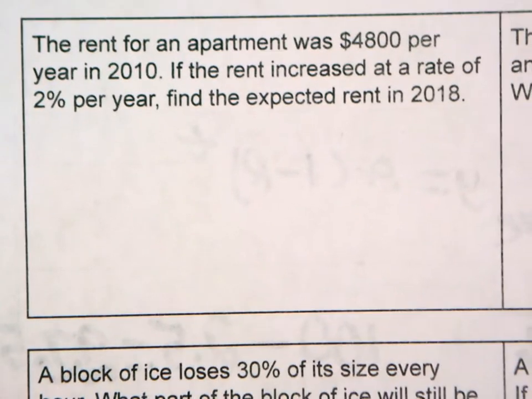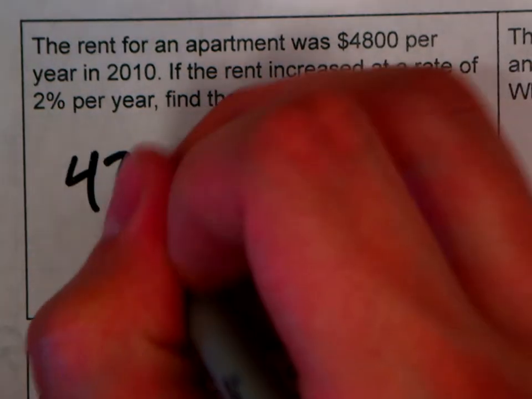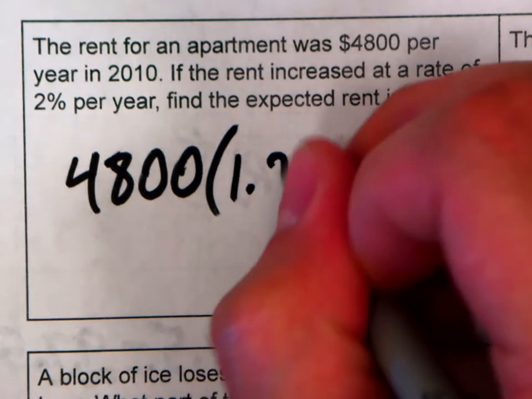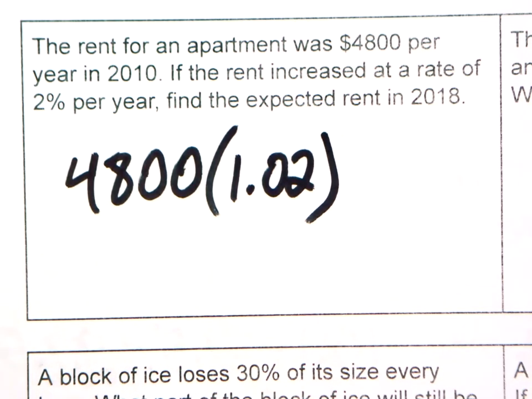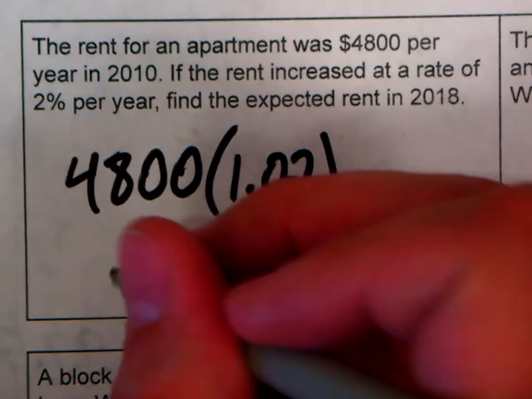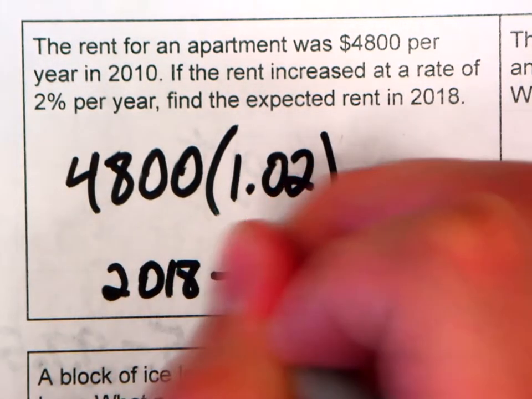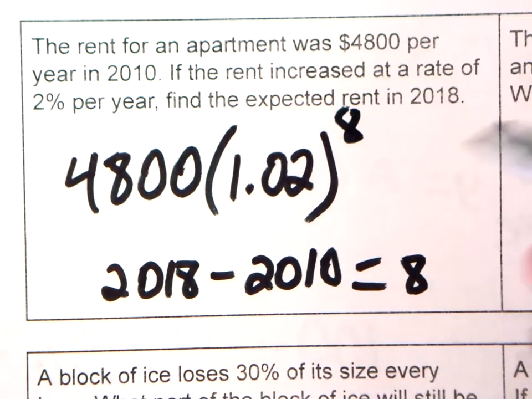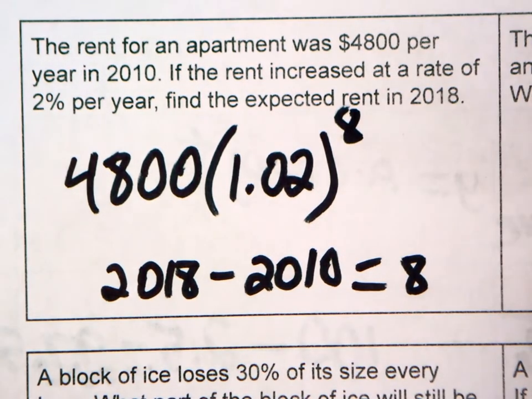On the back, the rent started off at 4,800. It's increasing by 2%, so 100 plus 2, move the decimal place over, 1.02. And how many years between 2010 and 2018? I subtract, I take 2018 minus 2010. And that tells me my exponent. I would round this one to the nearest cent because we're looking at money.